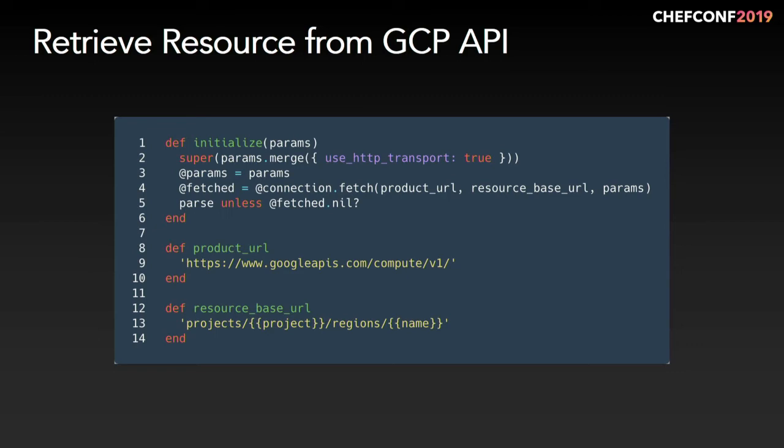So this part is pretty easy. It's generally the same for all of the GCP APIs because it's pretty standard. And yeah, we'll get a JSON response.